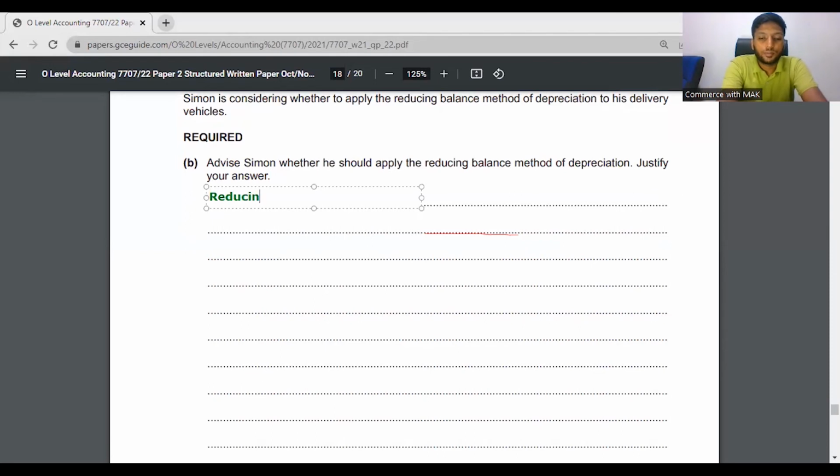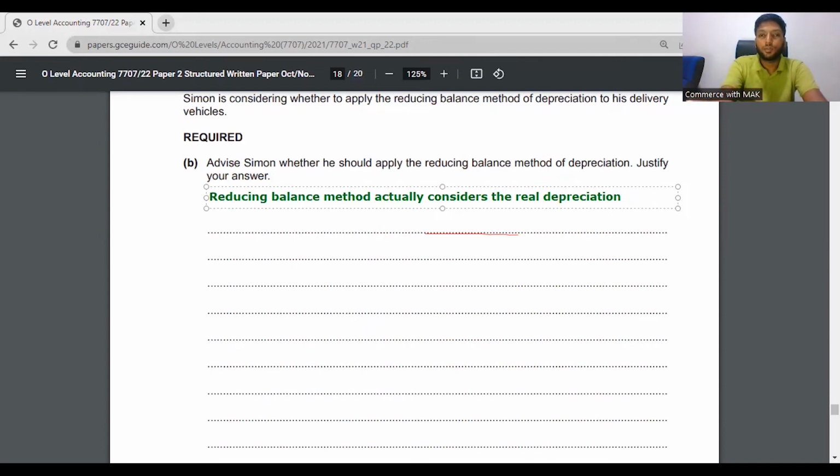So here I'll write: reducing balance method actually considers the real depreciation. It doesn't take the same amount every year. So that's what I'm trying to say. It doesn't calculate the same amount every year. That is one thing you can write.